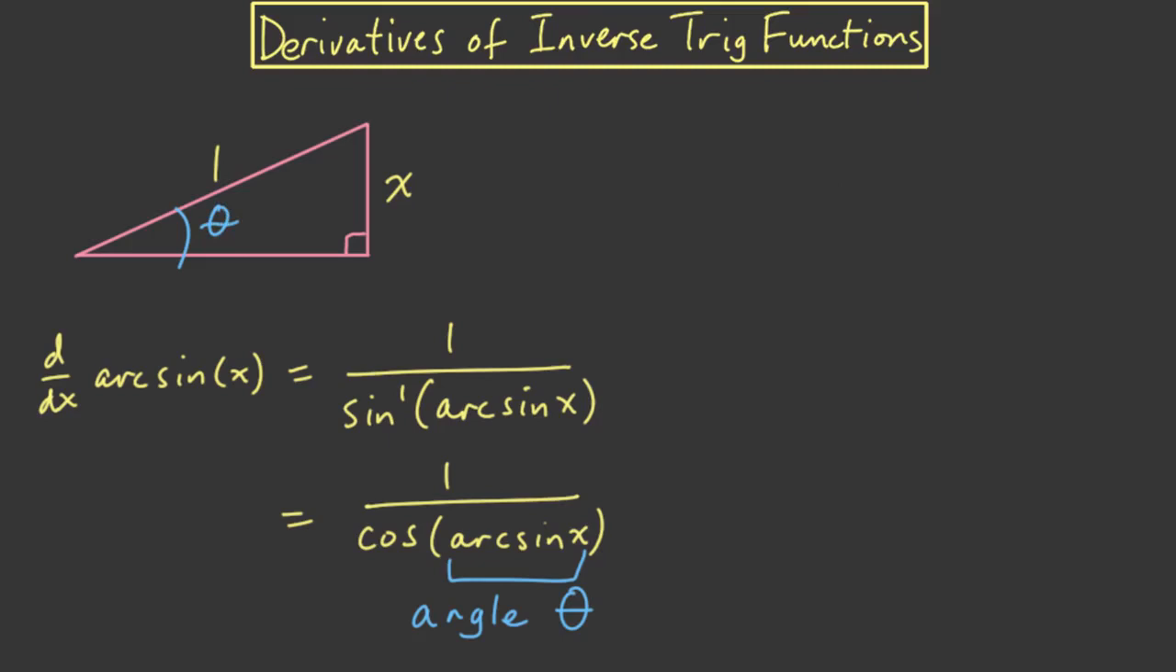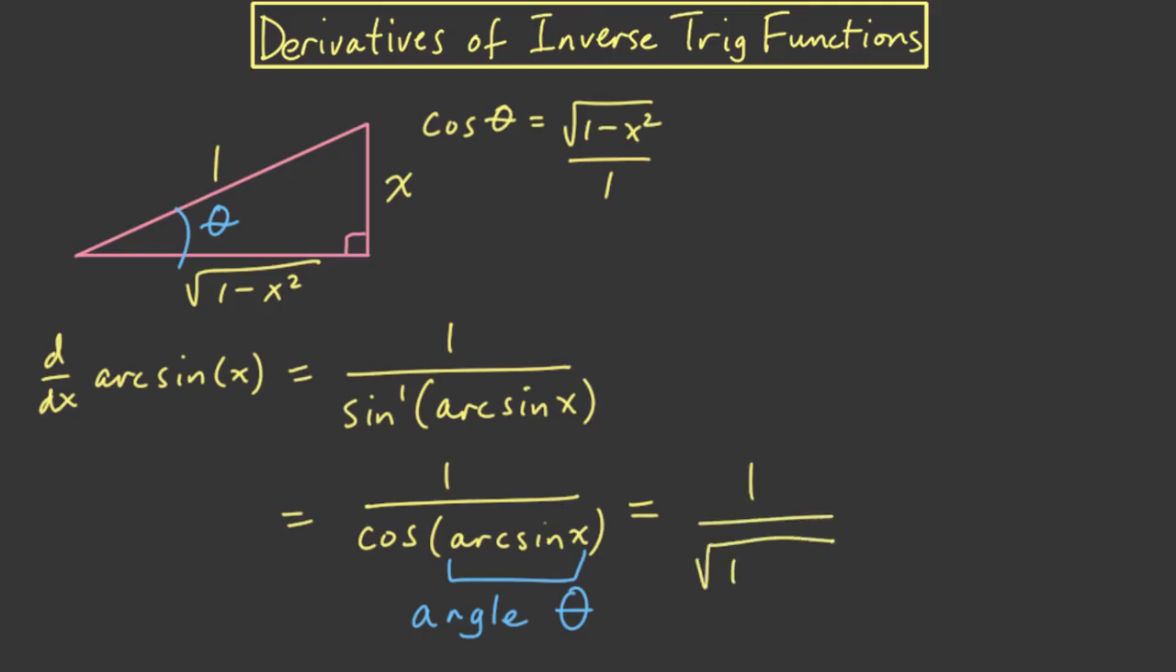But in any case, we want the cosine of theta. So we need this leg, which by the Pythagorean theorem will be the square root of 1 minus x squared. So cosine theta will be the square root of 1 minus x squared over the hypotenuse, which is just 1. So for our derivative down below, we're going to end up with 1 over, and then cosine theta is just the square root of 1 minus x squared. And that's our answer.